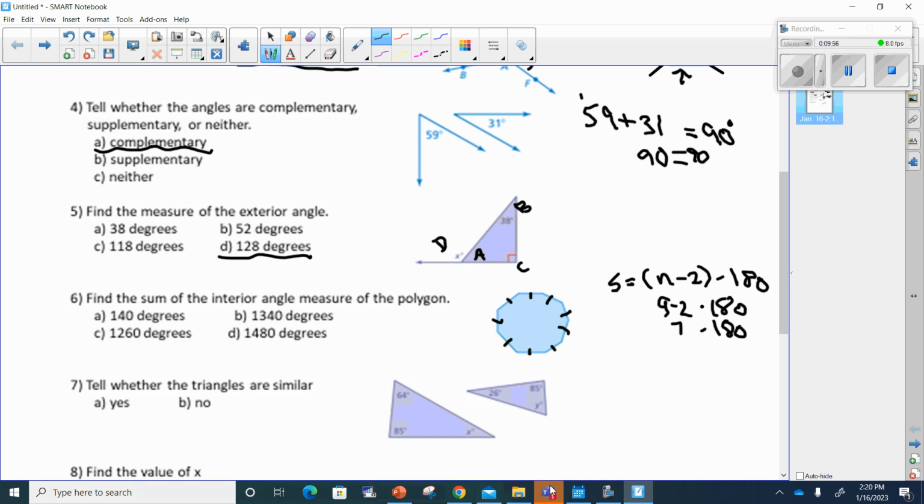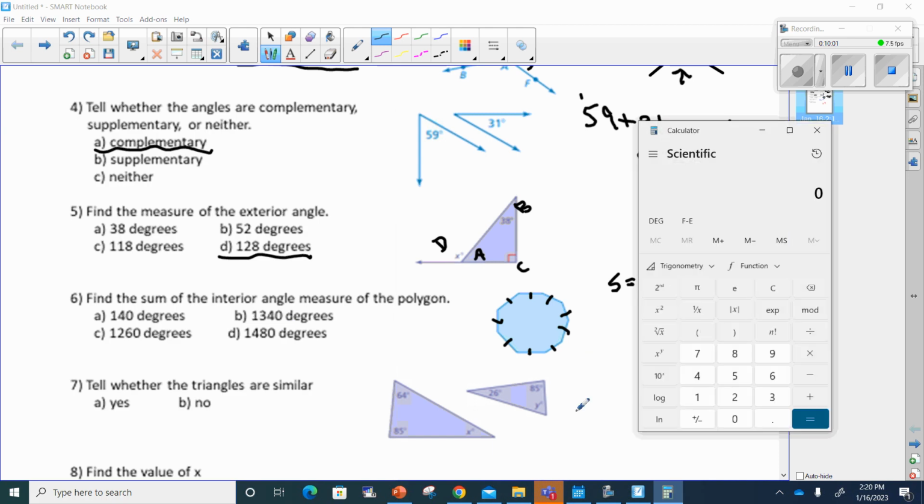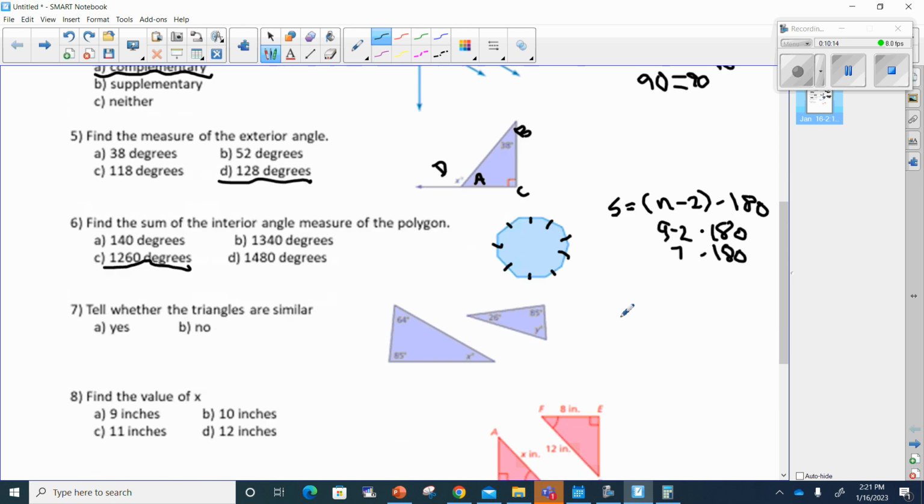I'm going to use my trusted calculator here. 7 times 180 is going to equal 1,260, and that is option C. All right, let's go ahead and look at number 7.